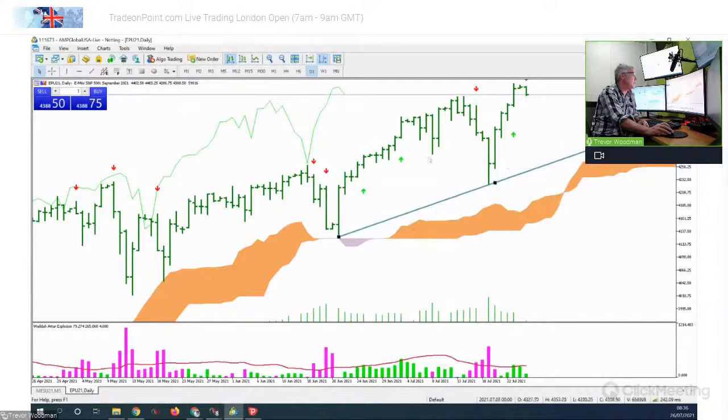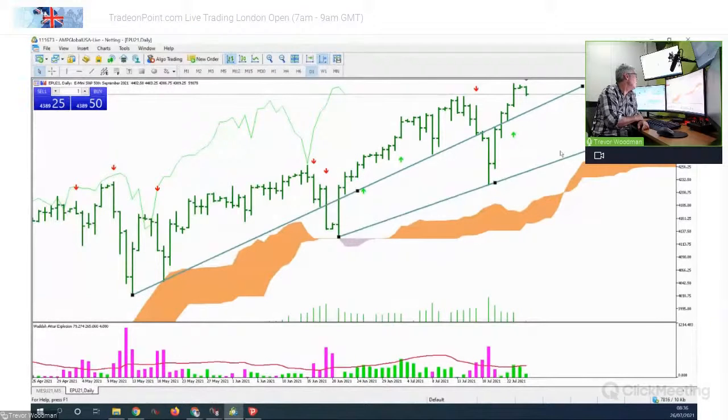And if prices continue to go down, there's another trend line sitting here. You can see you've got 1, 2, 3 touches, 4 touches. So if we come down and we break this trend line, it could go all the way down to here, and that's a lot of points. That's 80 points. That's a fair amount of money.